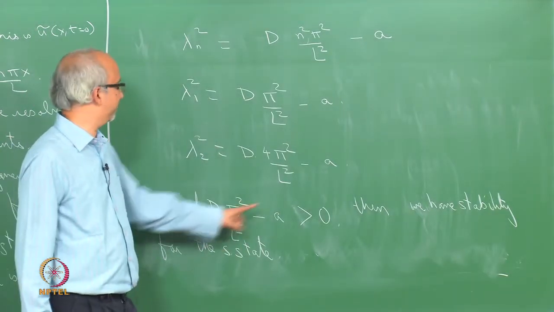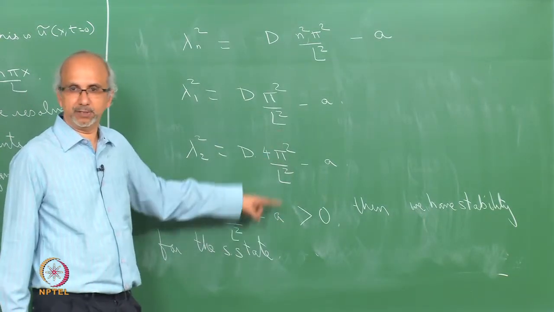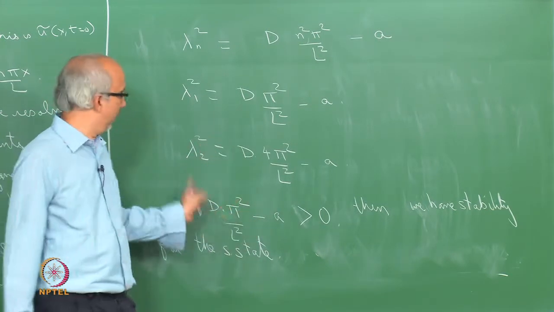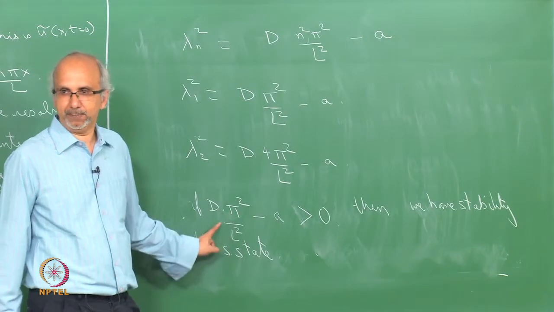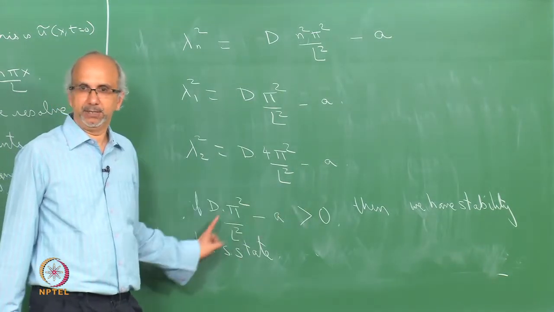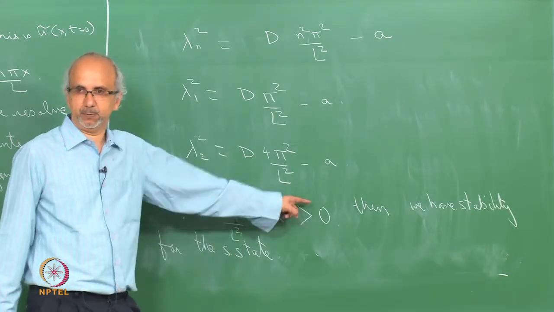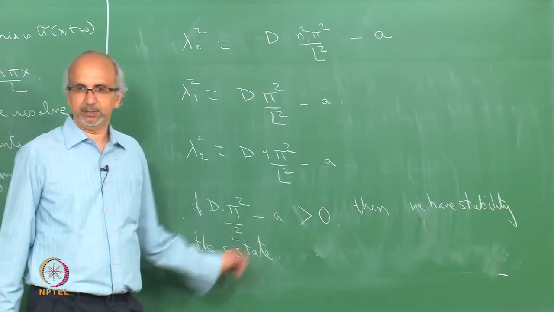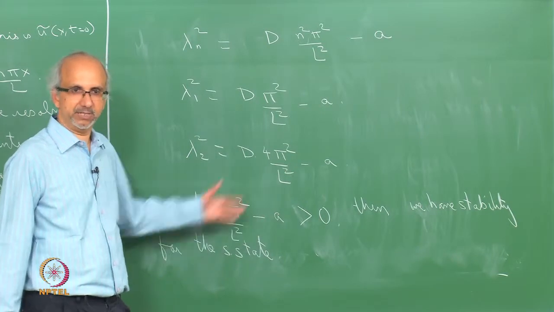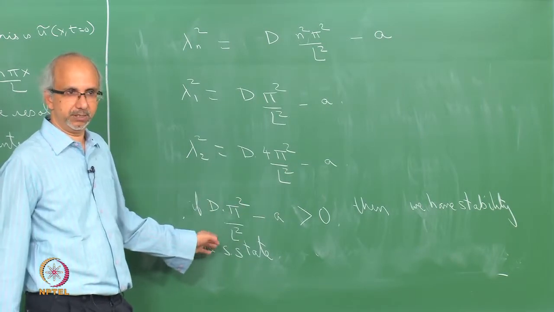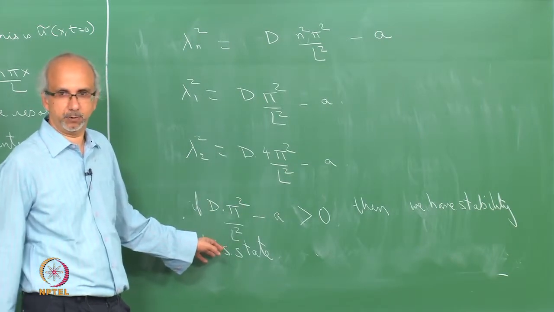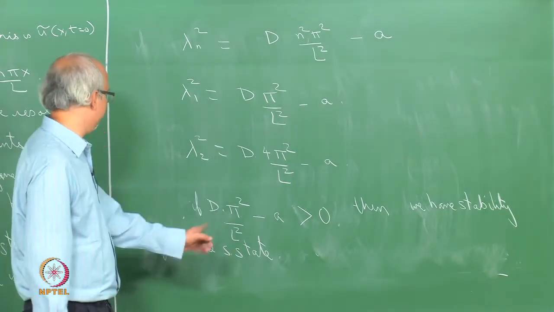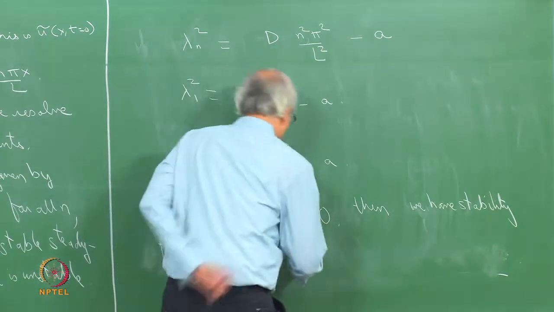Why? Because this guy is positive, then all the other fellows are positive. The first one is positive, so I'm going to take 4 pi squared. If d pi squared L squared minus A is positive, then d 4 pi squared L squared minus A is positive, 9 pi squared L squared times d minus A is positive, and so on and so forth. I'm just increasing this positive term. Of course, the diffusion coefficient, remember, is positive, so this keeps on increasing. Then we have stability for the steady state.